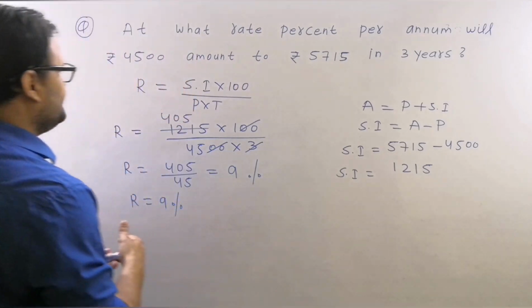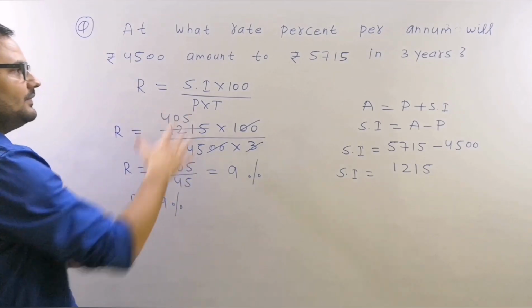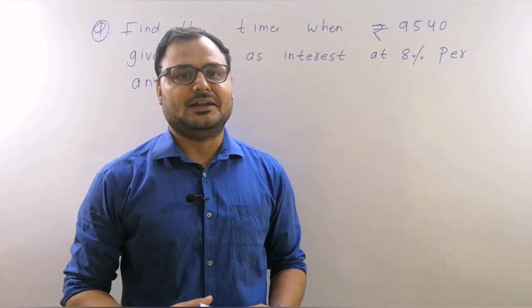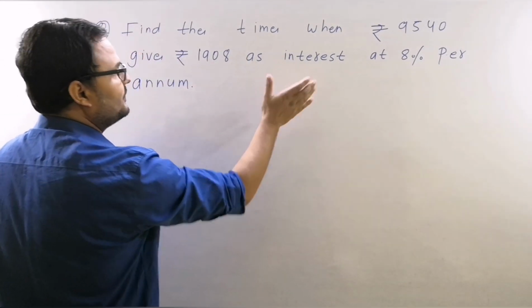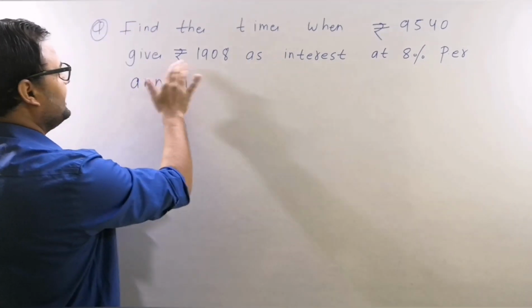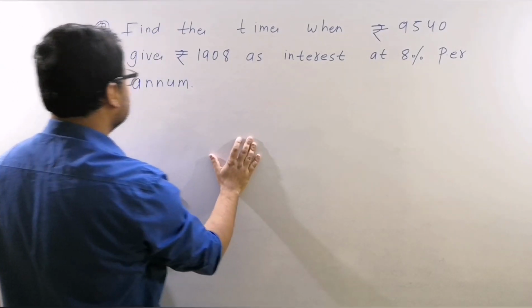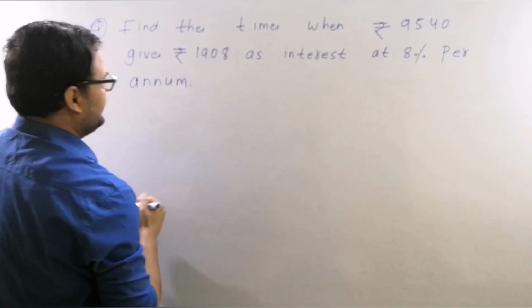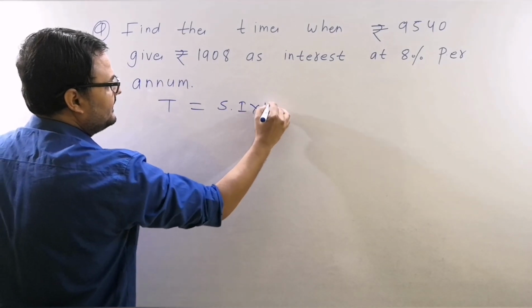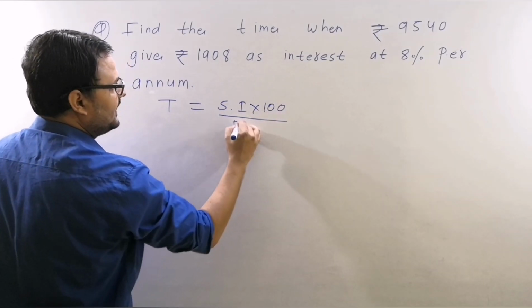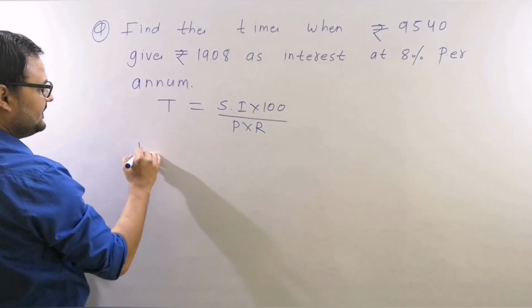Now one final question, in which we are going to find T, because everything else we have done, only T is remaining. The final question of this video is: find the time when rupee 9,540 gave rupee 1,908 as interest at 8% per annum. So we have to find time. The time formula that we know is SI into 100 divided by P into rate. Whatever values are given, we have to put in this formula.